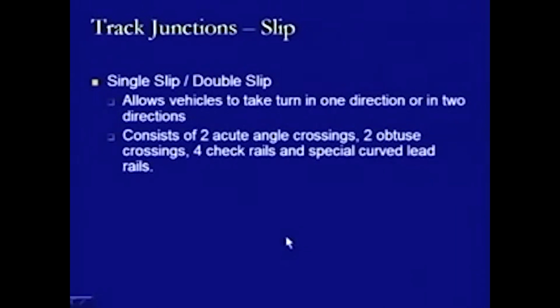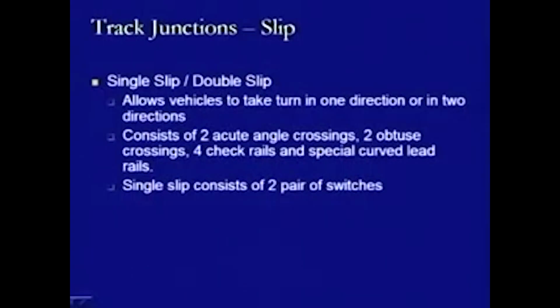And it consists of two acute angle crossings, two obtuse crossings, four check rails and special curved lead rails. As we will be looking at the diagram, we will see that two acute angle crossings are there, two obtuse angle crossings are there, as it was there in the case of the diamond crossing. And here we have four check rails, that is two pairs of the check rails and the special curved lead rail.